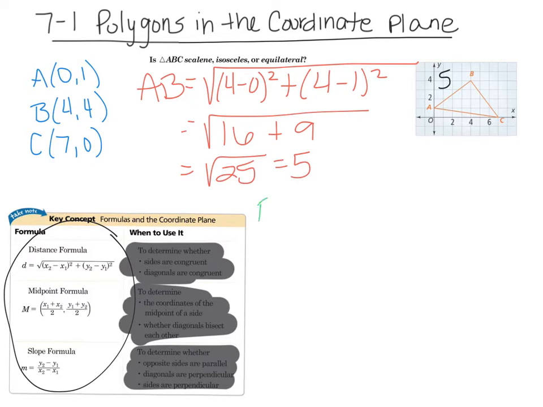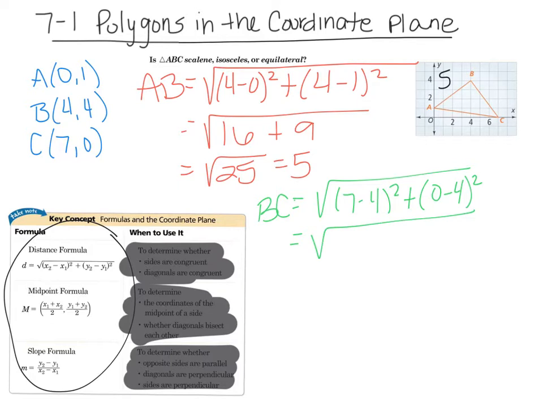Okay, now I'm going to do BC. So x2 minus x1, 7 minus 4. Remember that the order actually doesn't matter when you're doing this. I could have put 4 minus 7. That would have been okay. Finishing this out, 7 minus 4 is 3, squared is 9. 0 minus 4 is negative 4, squared makes that positive 16. This is the square root of 25, which is 5.